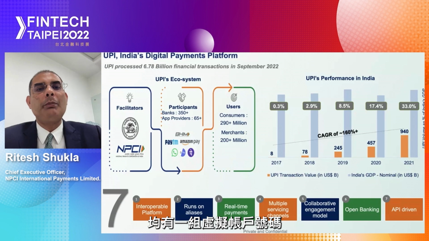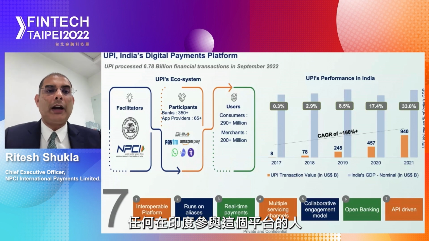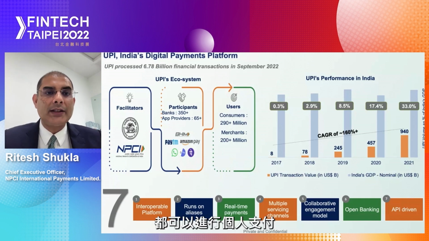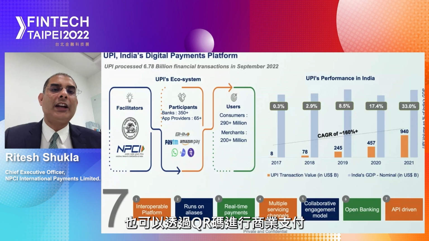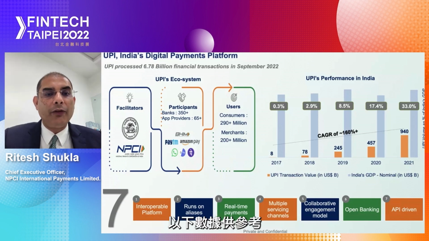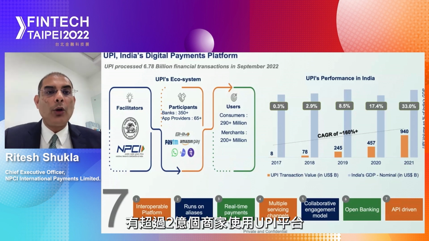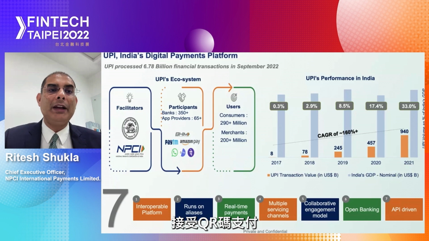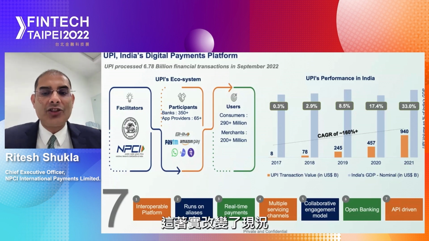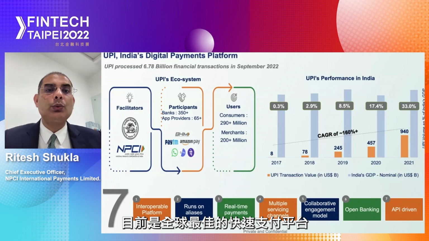So every person who is part of UPI ecosystem has a virtual payment account number. And using that virtual payment account number, any person in India who is participating in this can make personal payments, and using QR codes that are deployed at merchants, they can make merchant payments. And for a comparison's sake, there are about 200 million plus merchants in India who are accepting QR based payments under UPI platform. And we have literally changed the game. It today is world's best fast payment platform.